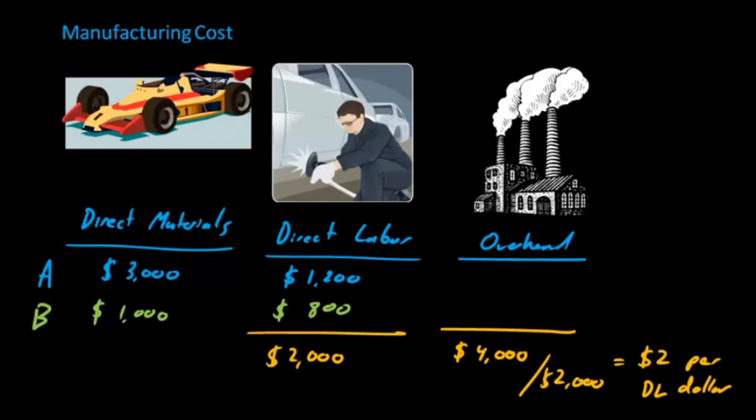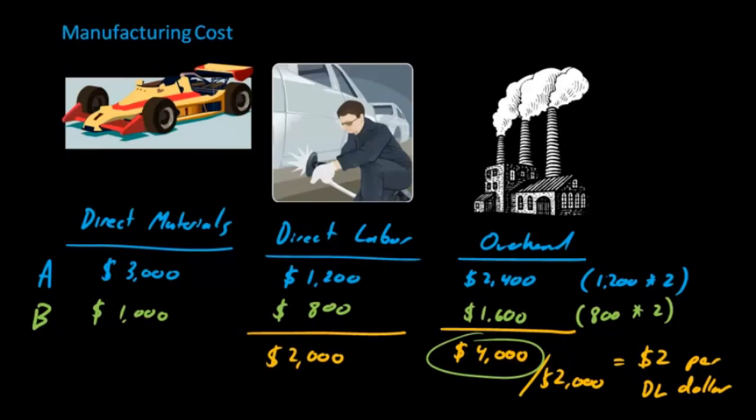So if we decide to allocate this overhead based on direct labor, we will be looking at total direct labor, which is 2000, 1200 for A and 800 for B. So our total direct labor was 2000, and we just take the total overhead and divide it by total direct labor. So this 4000 divided by 2000, and you get $2 per direct labor dollar. So what that basically means is that for every dollar that we spend on direct labor, we should allocate $2 to overhead. So for car A, we spent 1200 on direct labor.